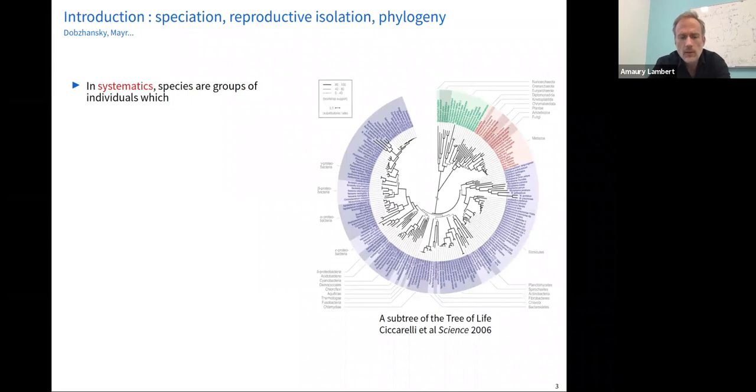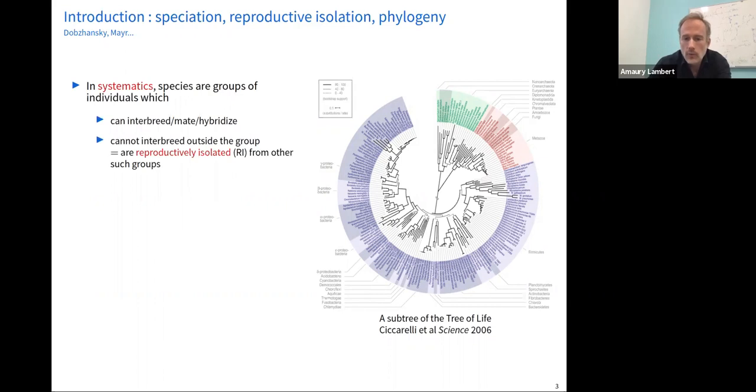In systematics, which is the science of sorting individuals into species, genera, families, classes, orders, in such a way that is consistent with their evolutionary history, species in their biological definition are groups of individuals which can interbreed, which is also a synonym for mate or hybridize, and cannot interbreed outside the group. The term that is used is reproductive isolation. And so the basic question that I want to address today, and that I've been interested in from a modeler's point of view, is how do new groups emerge from old groups?